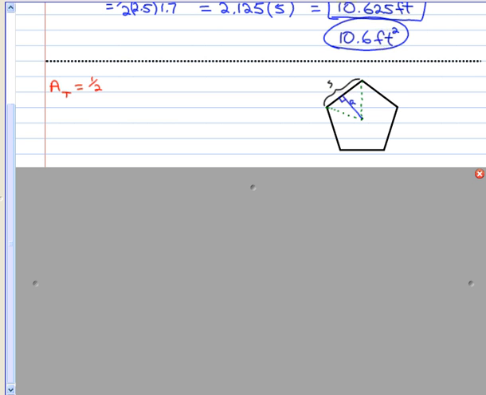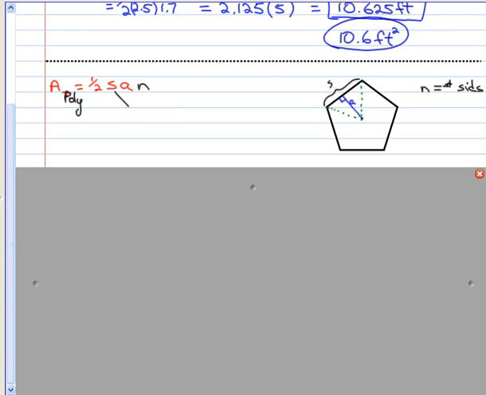1/2 of the base, which is what? S, times the height, which would be A, correct? Now, if I multiplied that triangle area by what? 5, it would give me the area of the whole thing, wouldn't it? Now, instead of just saying 5, I'm going to say N equals the number of sides. So I am going to multiply this by N for number of sides. Now I'm going to rearrange this a little bit here. Now we have the area of the polygon when we multiply it by the number of sides.